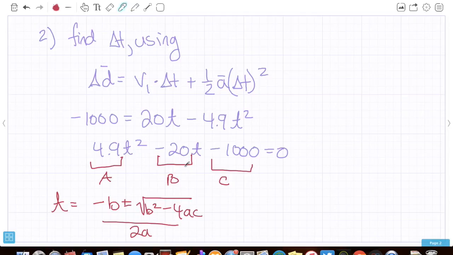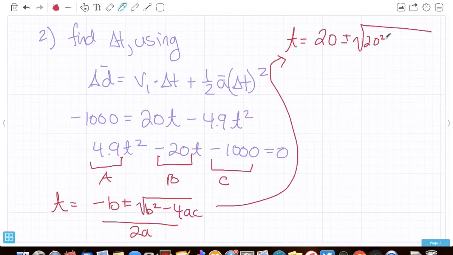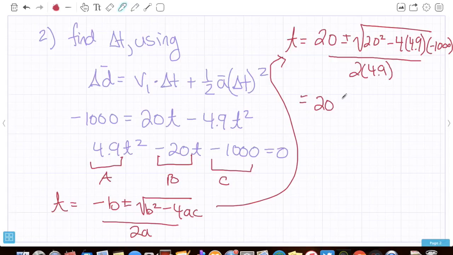And then we substitute in these values here. So we get T is equal to 20 plus or minus the square root of 20 squared minus 4 times 4.9 times negative 1,000, over 2 times 4.9. And this simplifies to 20 plus or minus the square root of 20,000 over 9.8. And you get two answers. One is 16.5, and the other one is negative 12.4.